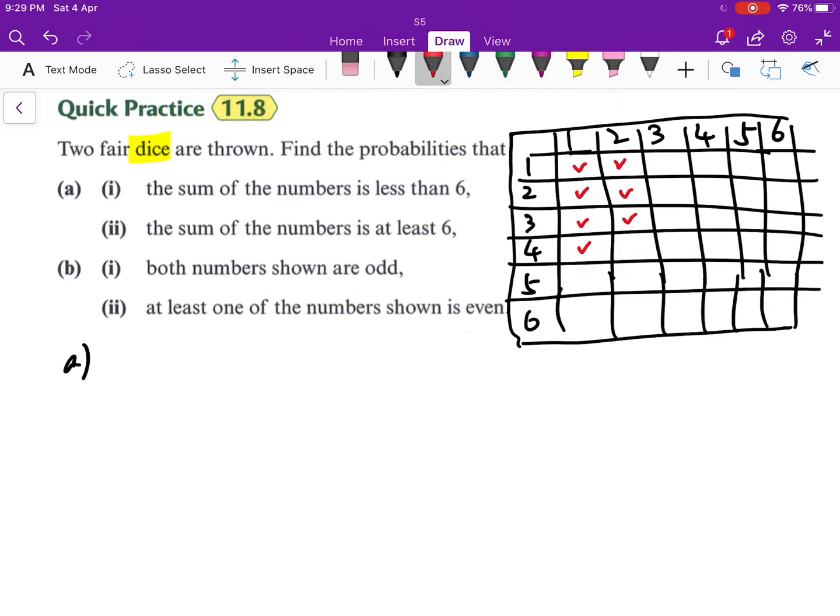So less than 6, okay, highlight all of them. Which one is less than 6, less than 6, then done. This is all the possible outcomes that are less than 6.